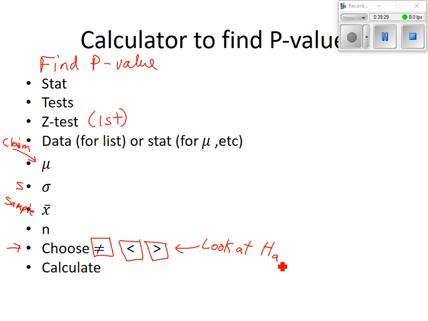So if I use the pizza thing, let's see, our mu was 30, our standard deviation was 3.5, our X bar was 28.5, and our N was 36, and our alternative was less than, so it would be this one. So I go over that one, highlight it, hit enter, then go down to calculate. When I put all this in my calculator, it says z-test at the top.